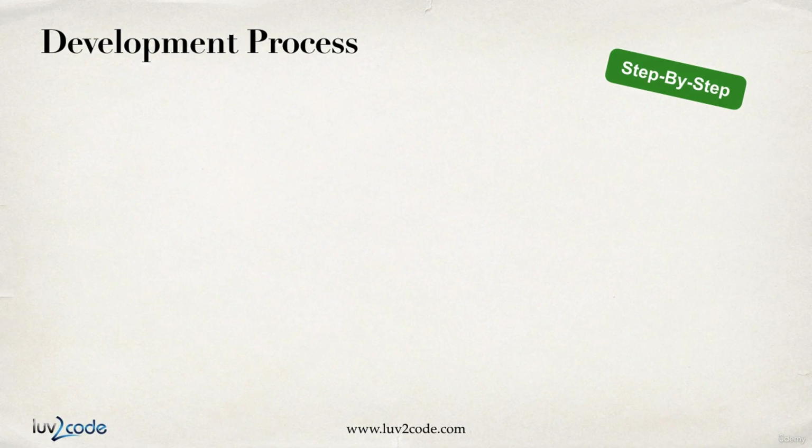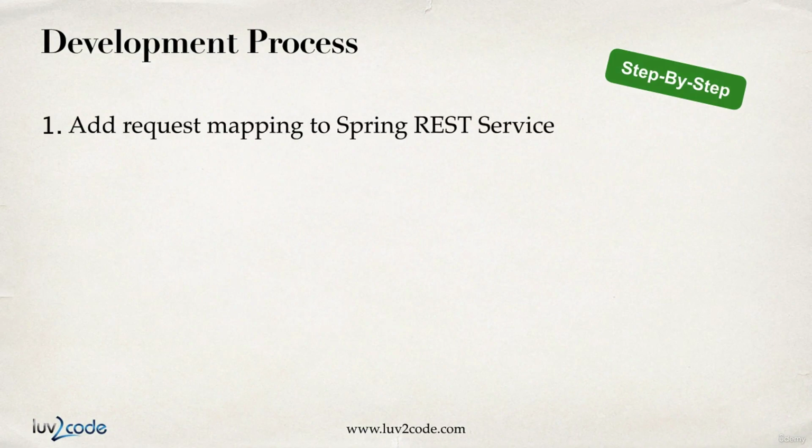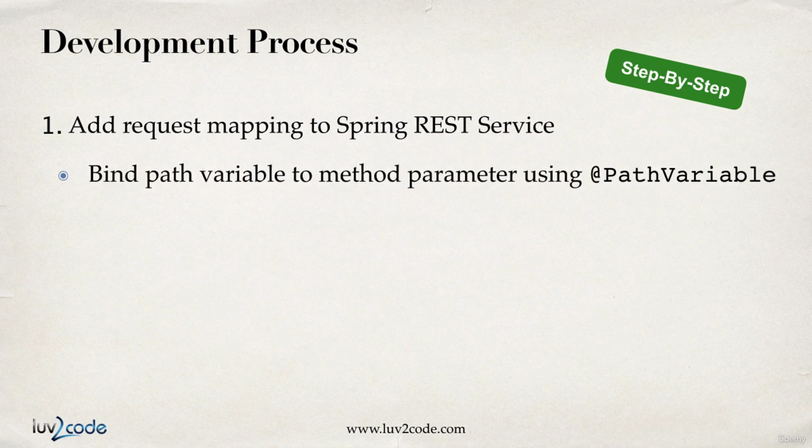So the development process is fairly straightforward. All we need to do is add a request mapping to our Spring REST service, and then we'll simply bind the path variable to the method parameter using this new annotation called @PathVariable. And we'll see coding examples of this coming up.